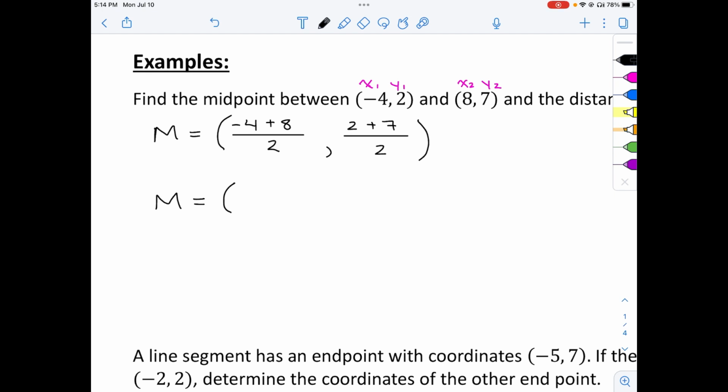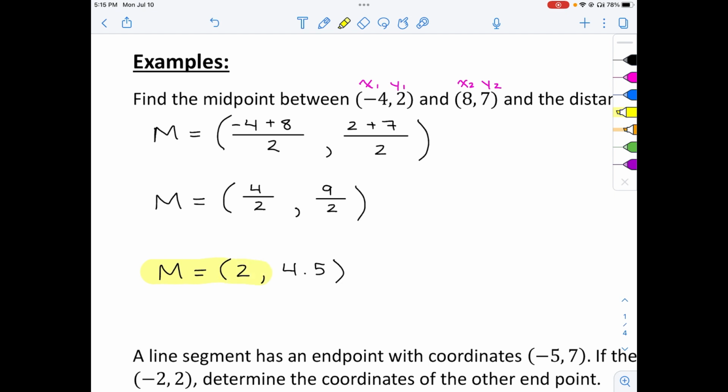So -4 plus 8 gives us 4, and then we will divide by 2. And then for our y coordinate, we have 2 plus 7, which is 9, and that's going to be divided by 2 as well. So then the last step here is just to evaluate both of those. 4 divided by 2 is 2. 9 divided by 2 is 4.5. It's pretty common that you will have a 0.5 coordinate, but because we're always dividing by 2, it will be a nice decimal like that, so it's fine to write it as 4.5.